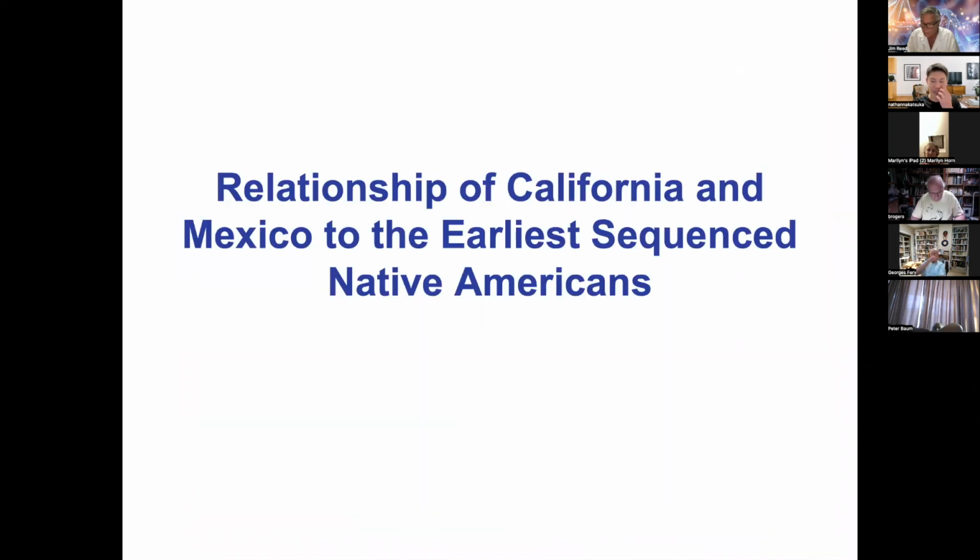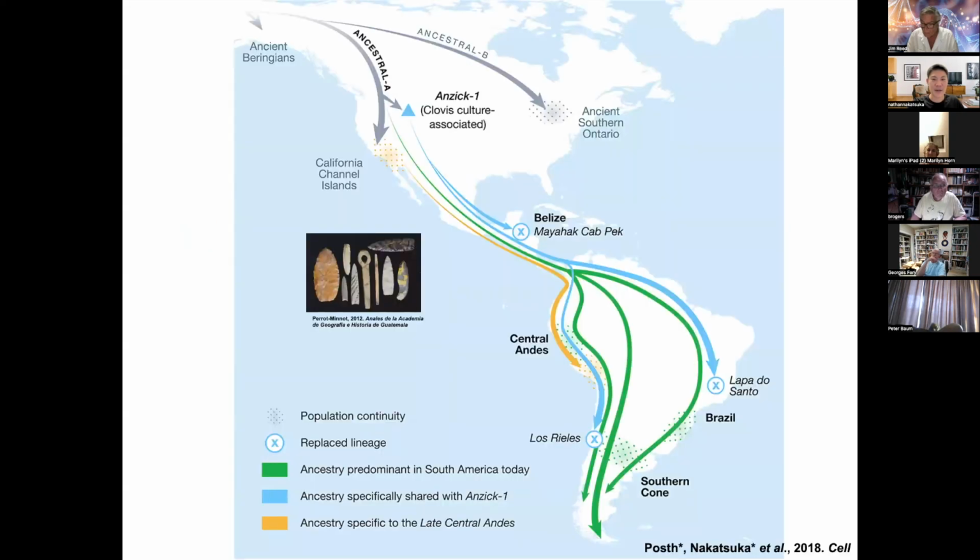Lastly, I'll talk about the relationship of California and Mexico to the earliest sequenced Native Americans. In a prior paper we had previously published, we found that individuals from California, Nevada, and most of the earliest South Americans had ancestry related to the Anzick-1 individual, the Clovis culture individual, that was mostly displaced in South America. However, we find in this study that this ancestry is preserved in California, actually up to the youngest individuals.